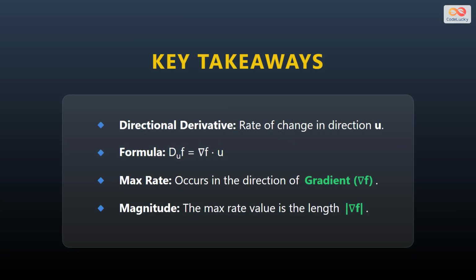To summarize, the directional derivative tells us the slope in any direction. It is calculated using the dot product. The rate of change is maximum when we move in the direction of the gradient, and the value of that maximum rate is the magnitude or length of the gradient vector.